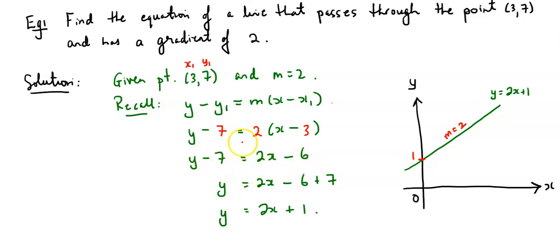Bring across the negative 7 on the right hand side. y equals 2x minus 6 plus 7. Therefore, y is equal to 2x, and minus 6 plus 7 will give us positive 1. So we have the equation of the line, y is equal to 2x plus 1, which is of the form y equals mx plus c, where the gradient m is positive 2, and the y-intercept is positive 1.